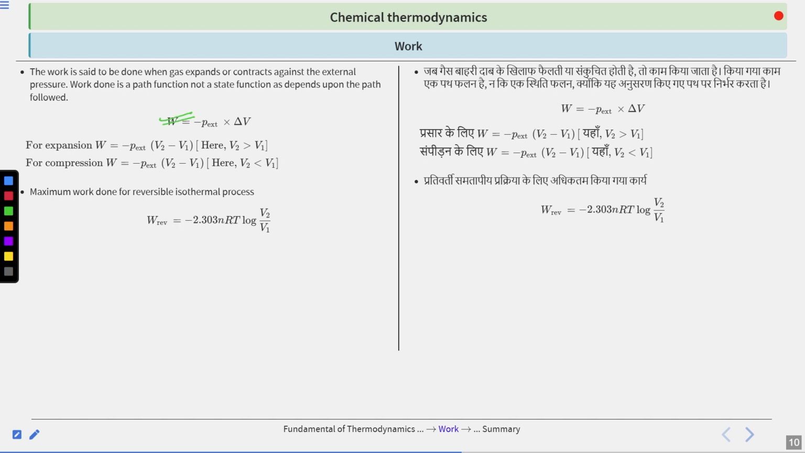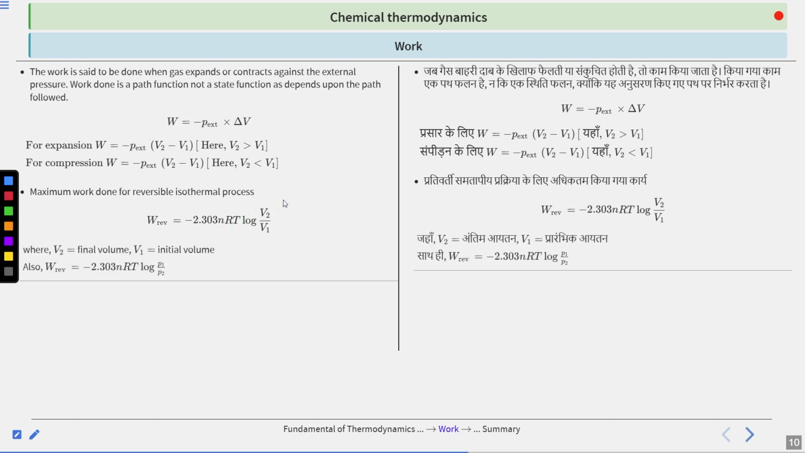So for a reversible process, what is the formula? It is minus 2.303 nRT log V2 by V1. This formula is also true for reversible, but instead of delta V, we will write a small change, that is dV. Then we substitute P external with nRT by V and we get this equation. So this equation is derived from the earlier equation only, so you don't have to worry about it. V2 is the final volume, V1 is the initial volume. W reversible is given by minus 2.303 nRT log P1 by P2.